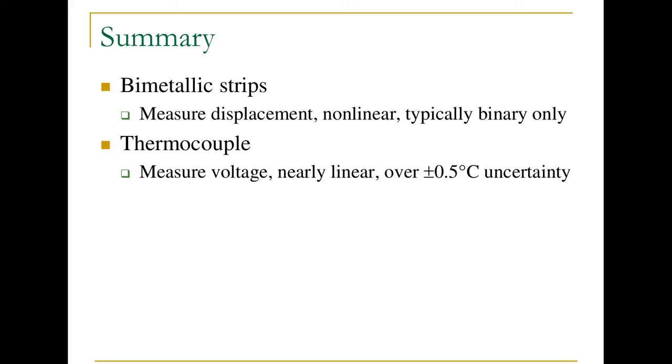In summary, we looked at bimetallic strips where the displacement is generated as a function of temperature. This is nonlinear, and it's often used either as an on or off switch, so just in a binary application. Thermocouples, on the other hand, output a voltage instead of displacement. They're nearly linear, and they have uncertainty of about 0.5 degree C. So it's not great accuracy or precision, but the temperature range is quite high for thermocouples.